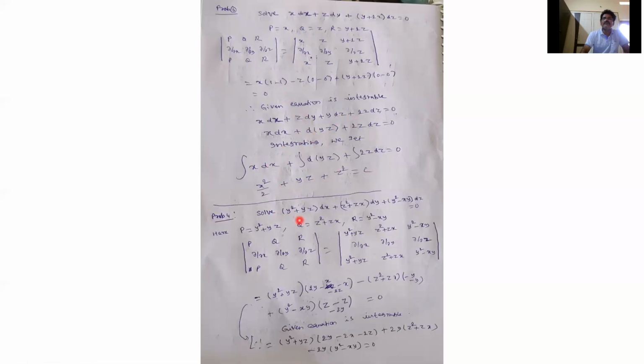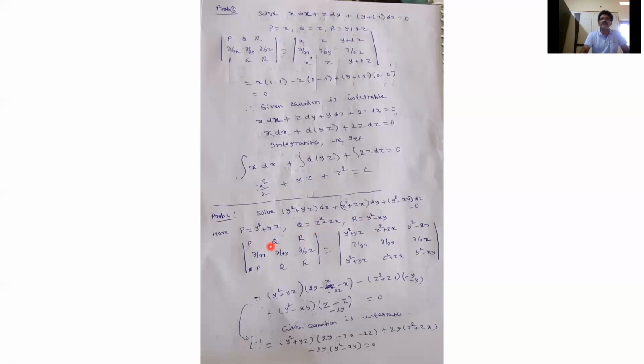Solve (y square plus yz) dx plus (z square plus zx) dy plus (y square minus xy) dz equal to 0. Comparing with P dx plus Q dy plus R dz equal to 0, here P is equal to y square plus yz, Q is equal to z square plus zx, and R is equal to y square minus xy.